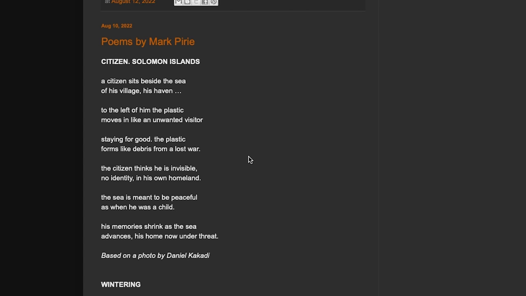As the sea advances, I don't know if this is supposed to hint at the rising waters with the global crisis with the warming of the planet. And his memories shrink. His memories of this sea that was peaceful shrink back because the sea that he has now is coming not as a peaceful thing, but to cover up his home. It's carrying debris from another war. It's carrying things outside of the island to it, and actually covering up the island as it is. So citizen.